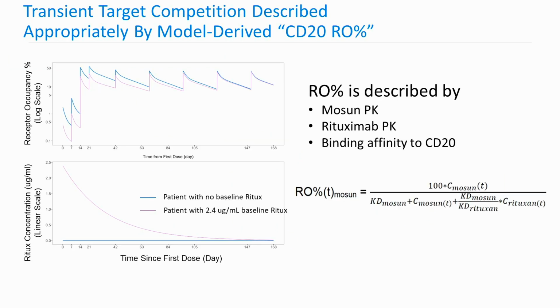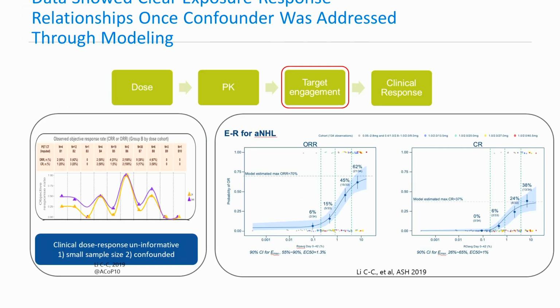Knowing this pharmacology allowed us to use mathematical ways to account for the transient competition of rituximab through the use of a model-derived receptor occupancy level in order to address this confounding appropriately. Based on principles of binding kinetics at equilibrium, one can derive the receptor occupancy percentage based on the PK of Mosun and rituximab as well as their respective binding affinities. So using this model-derived receptor occupancy instead of dose or PK, voila, we got beautiful exposure-response relationships for complete response rate and overall response rate.